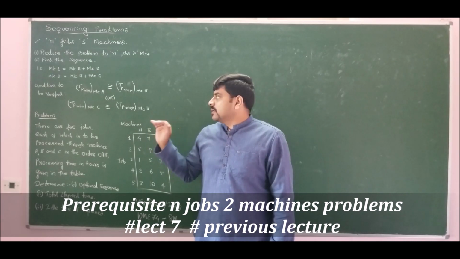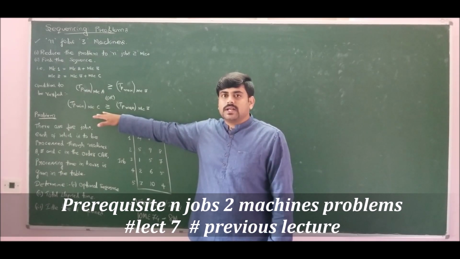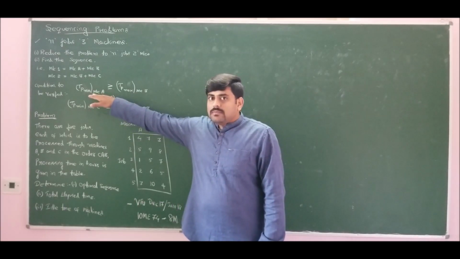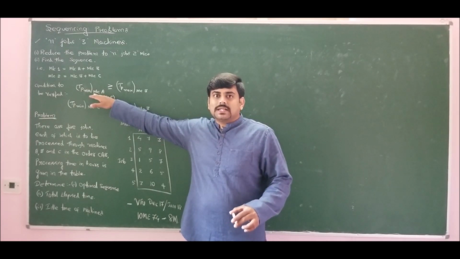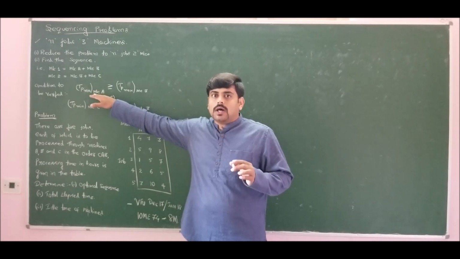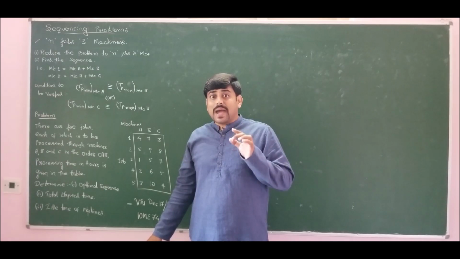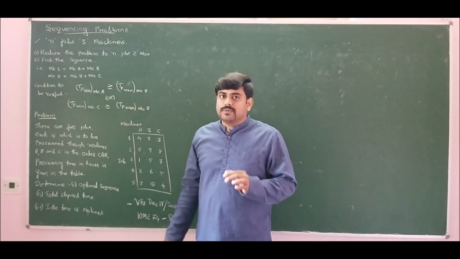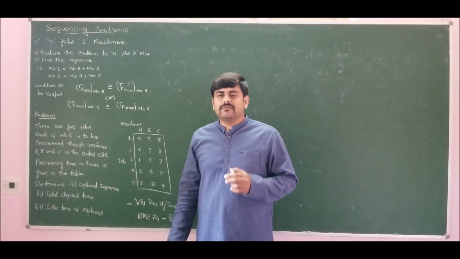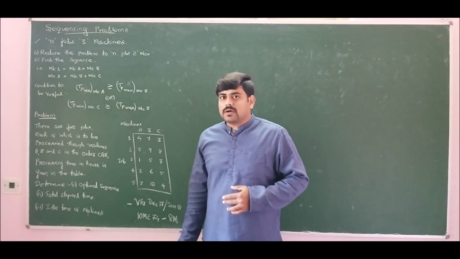Before obtaining the optimal sequence, I should verify these two conditions. One among these two conditions should be satisfied to solve problems on n jobs 3 machines. That is, the minimum processing time of the first machine should be greater than or equal to the maximum processing time of the intermediate machine, or the minimum processing time of the last machine should be greater than or equal to the maximum processing time of the intermediate machine. So one among these two conditions should be satisfied.